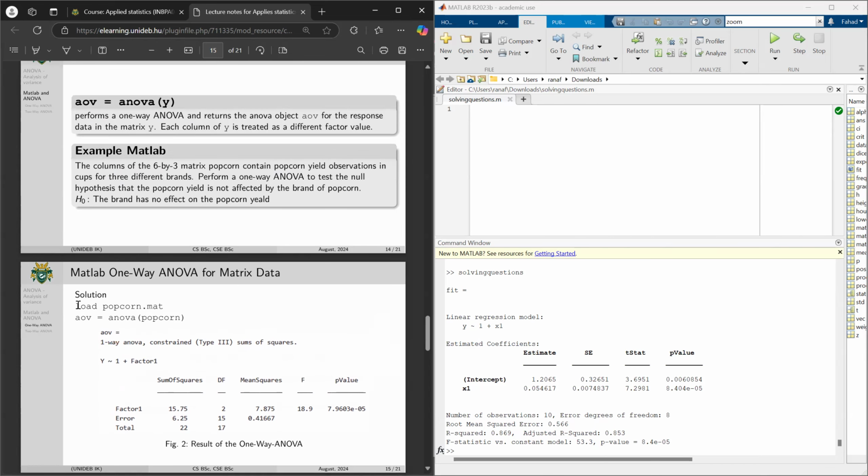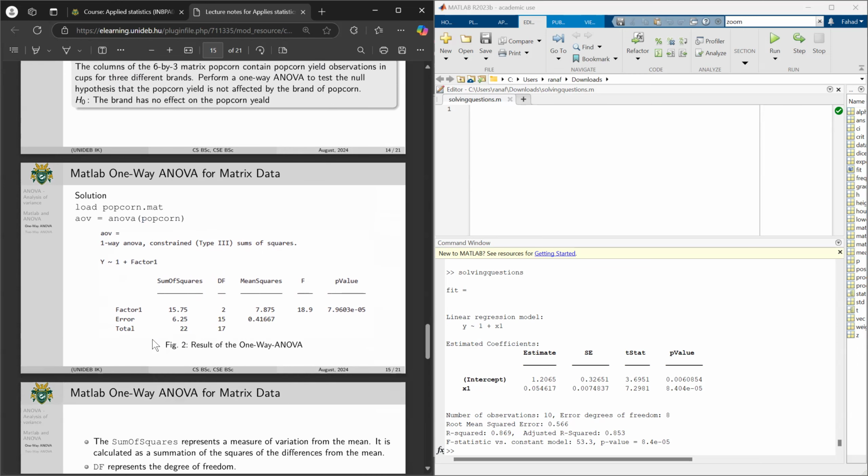So we load the popcorn.mat. It's a data file. If they ask you to do the ANOVA in the exam, they will already have loaded the popcorn.mat file. In which case you just do anova and pass in popcorn as a parameter. Now ANOVA will give this table as the result, and this table is where all the good stuff is. So the important data is this F value.